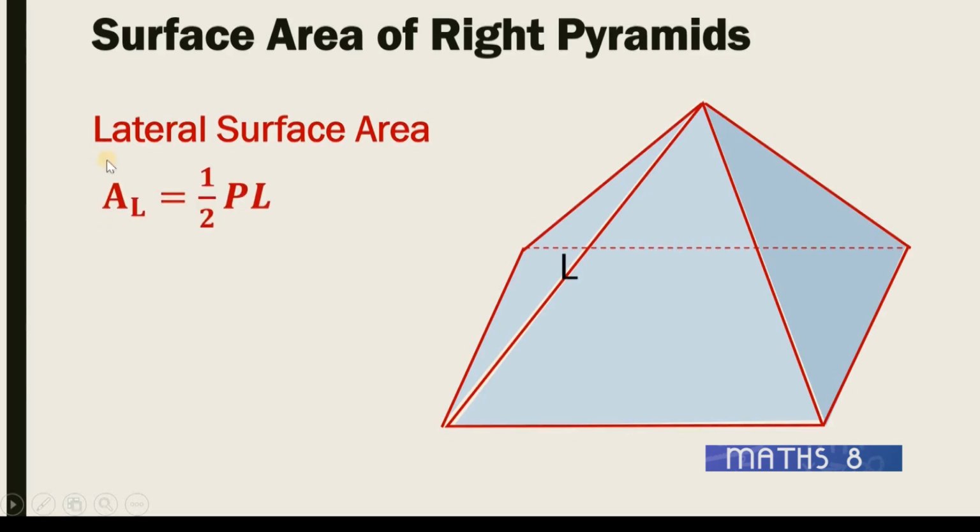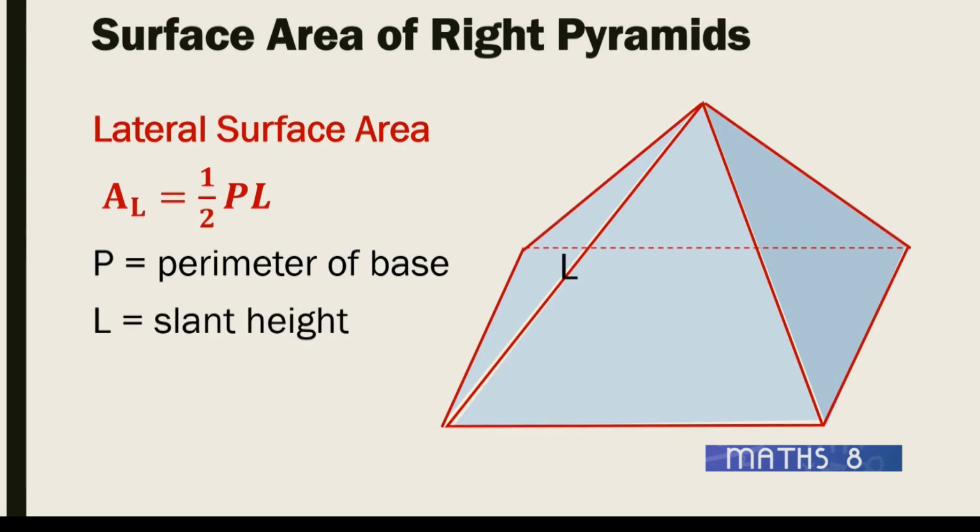The formula for this lateral surface area is a half PL, where P is the perimeter of the base and L is the slant height, labelled here on this diagram. If we then add on the area of the base, we can say that the total area, AT, equals the base area, AB, plus the lateral surface area, AL.